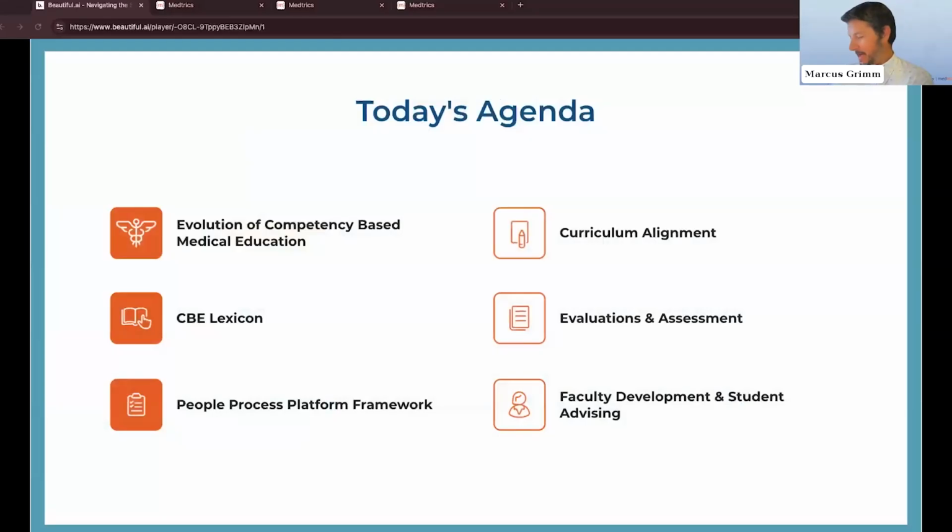Excellent. Excellent. So if we take a look then at our slides, you've taken us now through both the history and the lexicon, the words we need to know. And it's interesting to me that when we think about competency-based learning, it's big, right? It goes all the way across the organization. And oftentimes at Metrics, we talk about people, process, and platform. And people, process, platform is one of those things that really just dovetails well with competency-based learning.